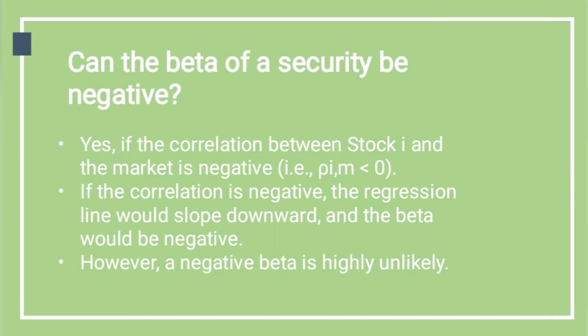Can a beta of a security be negative? The answer is yes, if the correlation between stock i and the market is negative. If the correlation is negative, the regression line would slope downward, and the beta would be negative. However, a negative beta is highly unlikely.